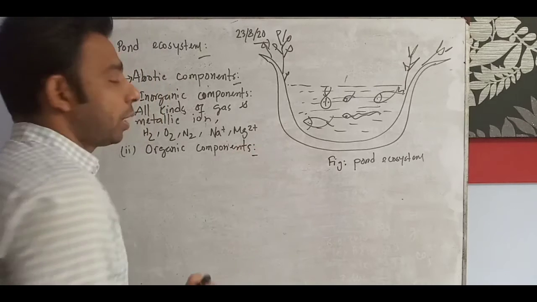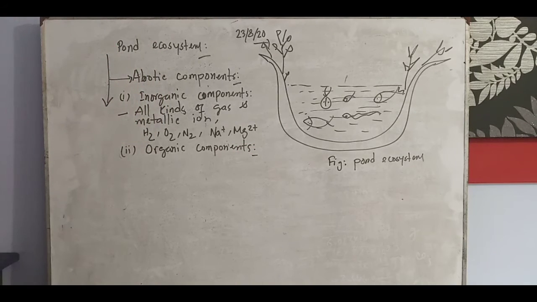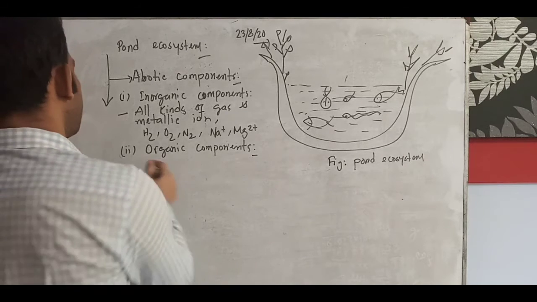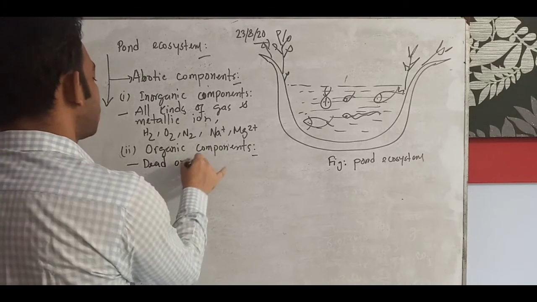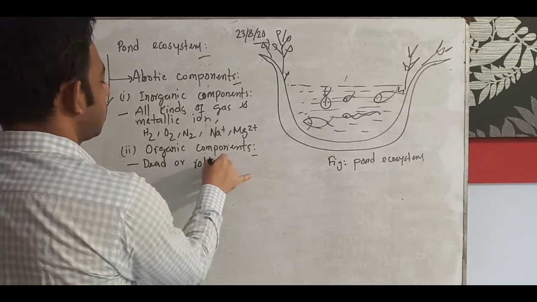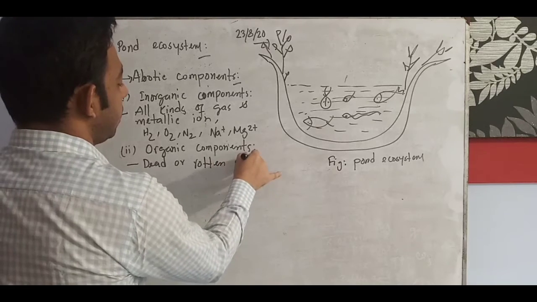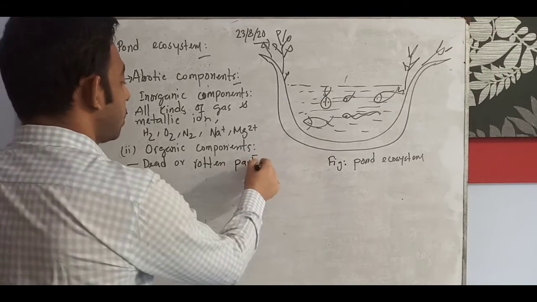Organic components. I told you sincerely, you can remember that one: all kinds of gases are in the inorganic component, and all kinds of dead bodies are organic. Dead bodies means dead plants or animals, plant debris, dead or rotten parts of living things.